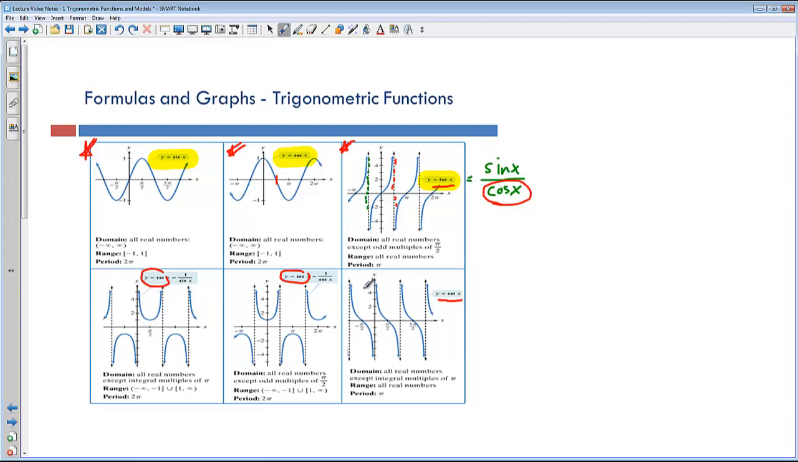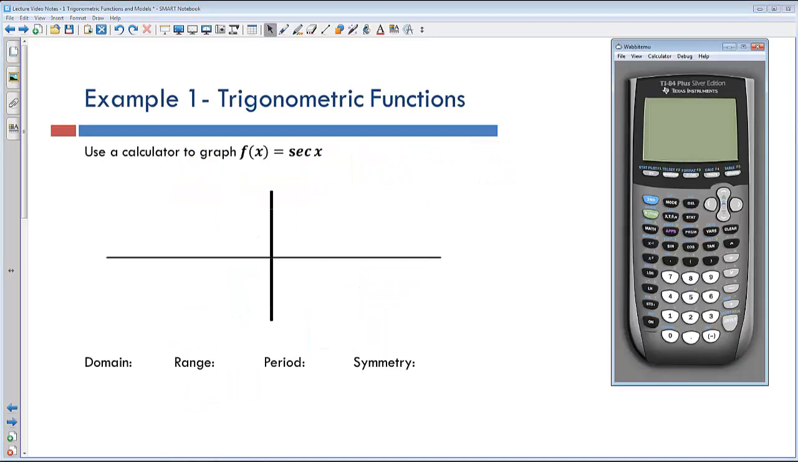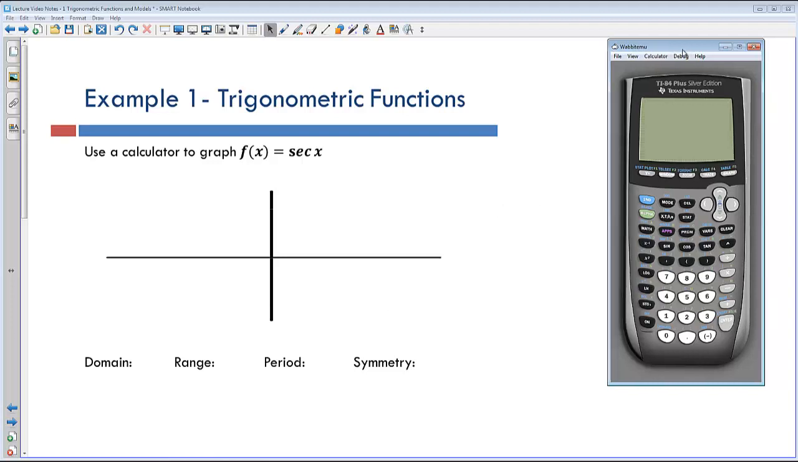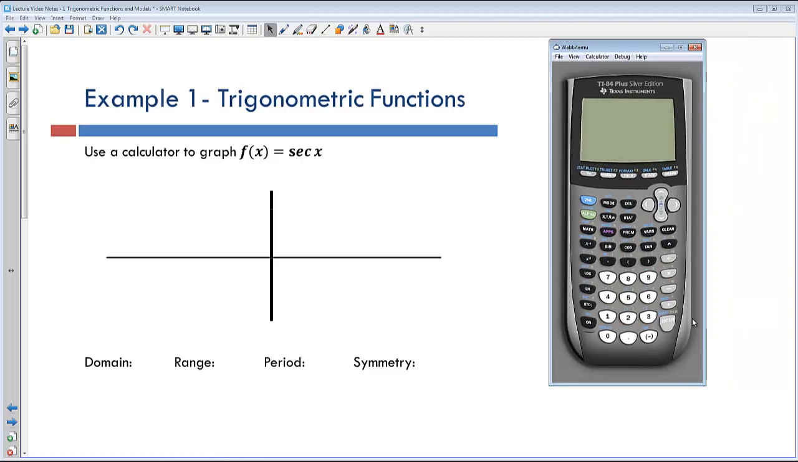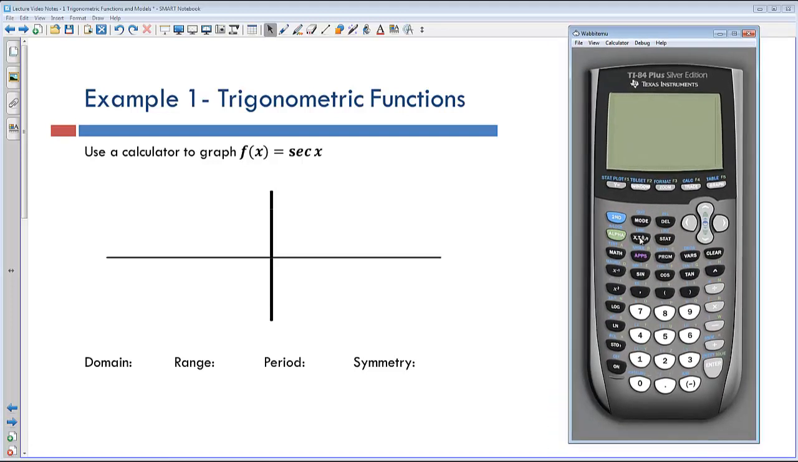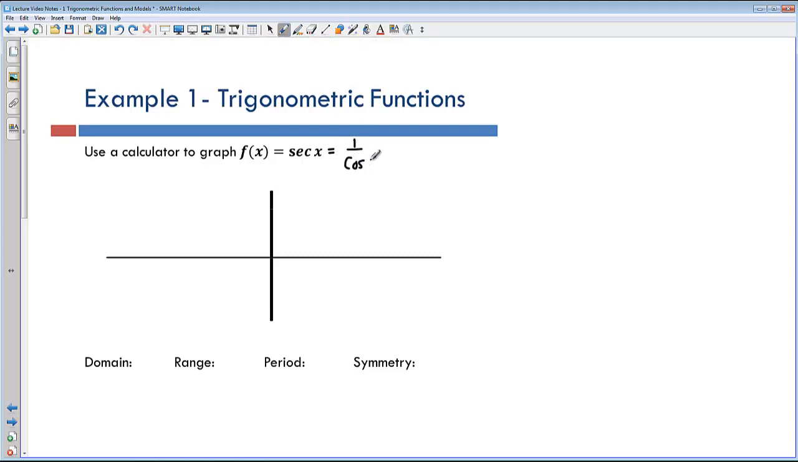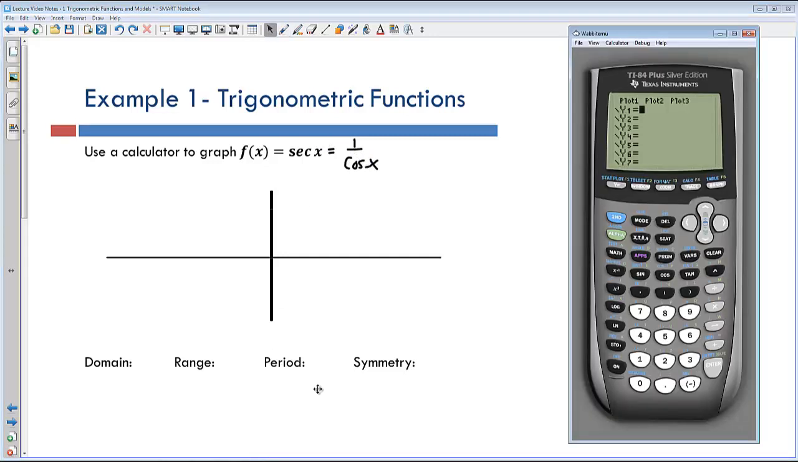At the same time, you could just use your calculator. So let's talk about how we can use a calculator to graph the secant of x. If you have a calculator, let's take it out. To graph the secant of x, turn on your calculator, hit mode, and make sure you're in radians. Then hit y equals. Remember, the secant of x is really 1 over cosine of x. So to graph secant of x, we're just going to graph 1 divided by cosine of x.